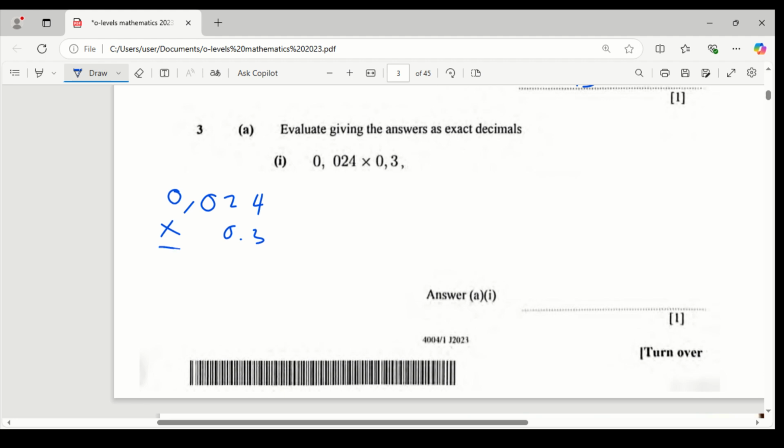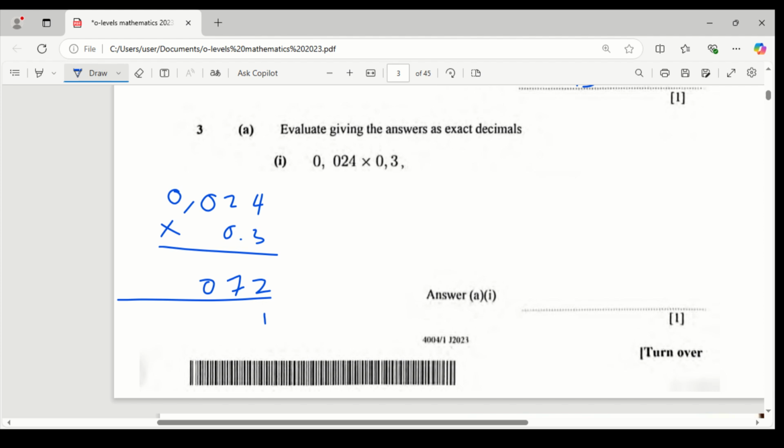So what you're going to do first is to say 3 multiplied by 4, you get 12. So you say 2 carry 1. 3 multiplied by 2, that's 6 plus 1, it becomes 7. So here you just put some extra zeros. Just say 3 multiplied by 0 is 0, 3 multiplied by 0 is 0.